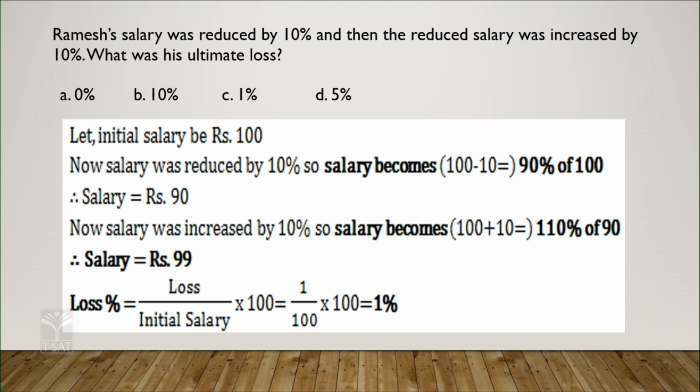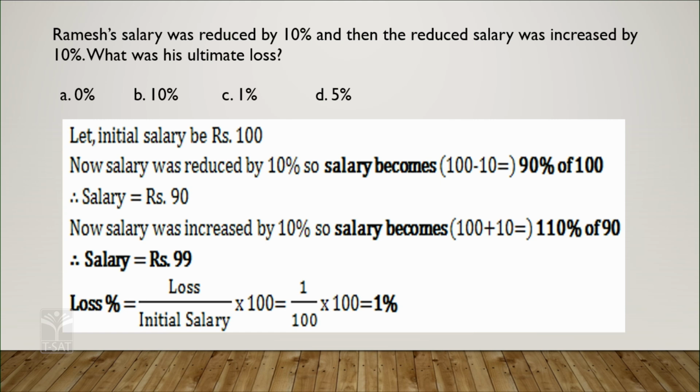What is the ultimate loss? Mostly this is a mathematical fun. If you use general sense, without using a mathematical sense, someone will say there is no change, 0% increase. What is said? Ramesh's salary was reduced by 10% first, then the reduced salary was increased by 10%. What is the ultimate loss?